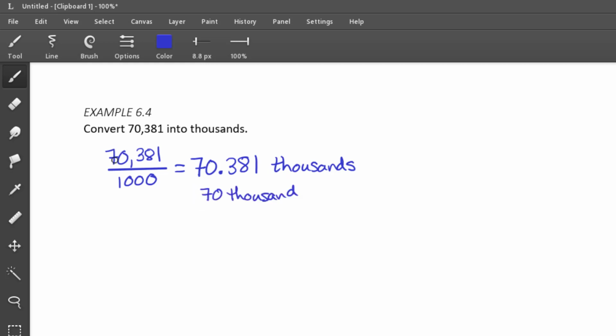That would be rounded to the thousands place in the original number. It's 70,000. The reason I didn't round it up to 71 is because the digit in the next decimal place, which is a 3, is 4 or less, and so the 0 stays as is. If I were instead to round this, including one more digit, I could write it as 70.4 thousand.